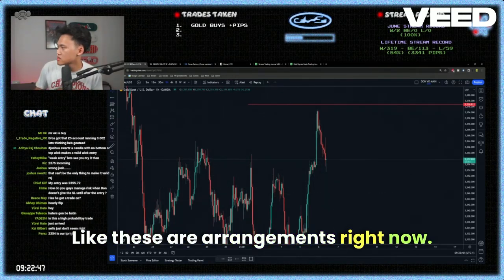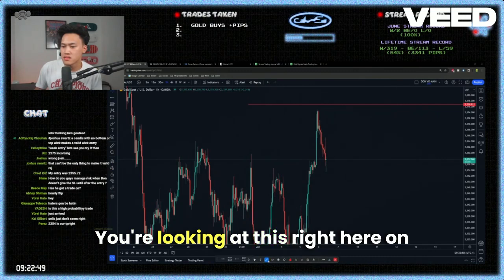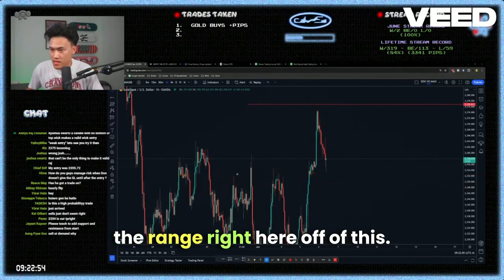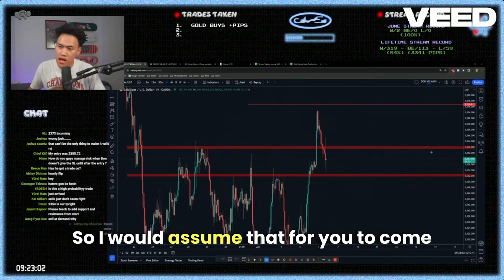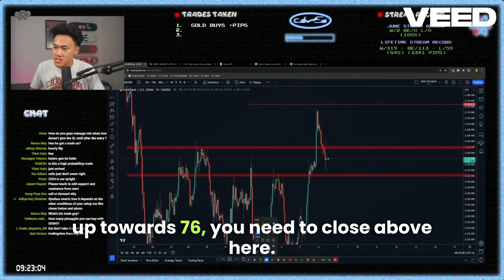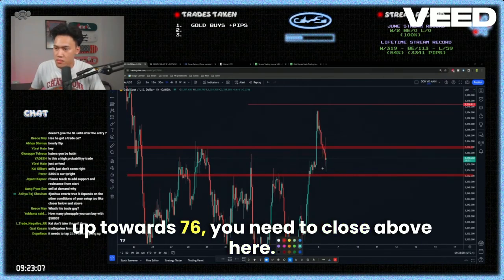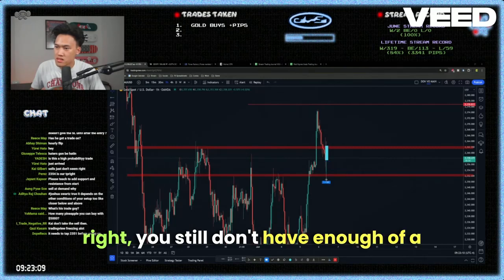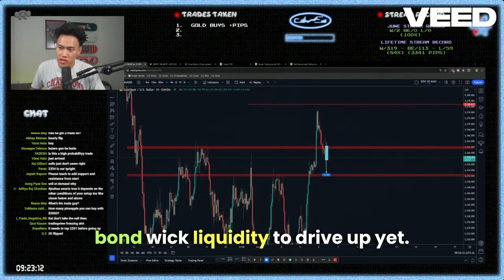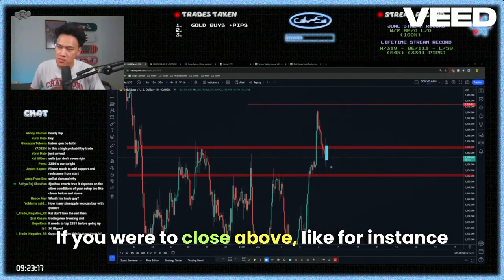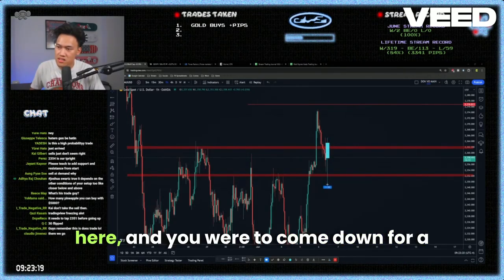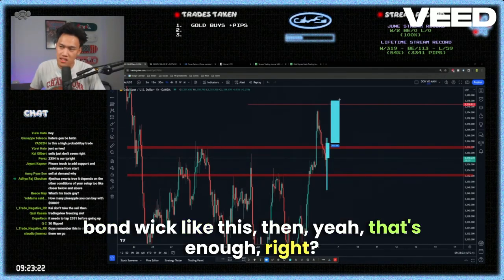These are your ranges right now. You're looking at this right here on the range, and then you're looking at roughly this. This is the range you're currently in. So I would assume that for you to come up towards 76, you need to close above here. But even if you do close above here, you still don't have enough bottom wick liquidity to drive up yet. I would assume that this would be needed if you were to drive up. If you were to close above, for instance here, and come down for a bottom wick like this, then yeah, that's enough.